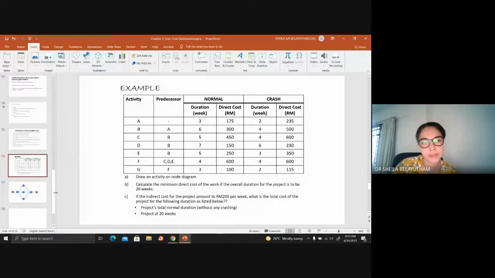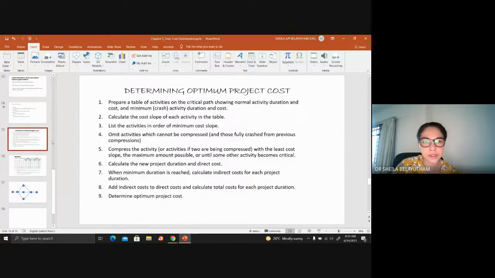The front part is the same, except the back part, which in the folder, if I'm not mistaken, uses activity on arrow, which is the CPM method. But we will be using activity on node, or the precedence diagram method, to conduct the time cost optimization. That's why I require you to have paper and pen so that we can go through these steps. We have quite a few steps, so I need you to do it one by one, as per the process.